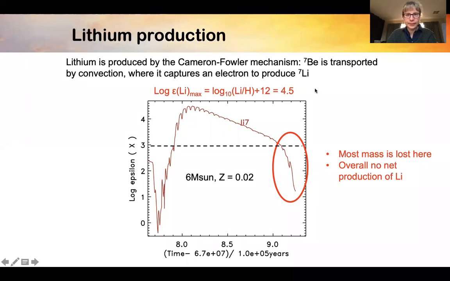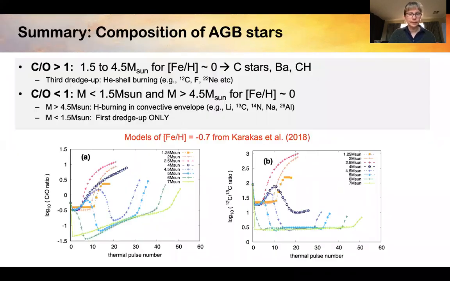So this means that this six solar mass star, for example, is overall not a net producer of lithium in galaxies, even though it is lithium rich. In fact, it's what we call lithium super rich. It's super rich in lithium for about 100,000 years of its life. Overall, when it dies, most of the lithium that it made was all destroyed away again. So it doesn't really contribute to the chemical evolution of lithium in galaxies.